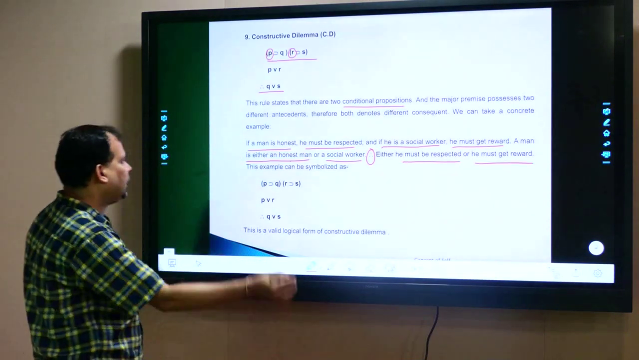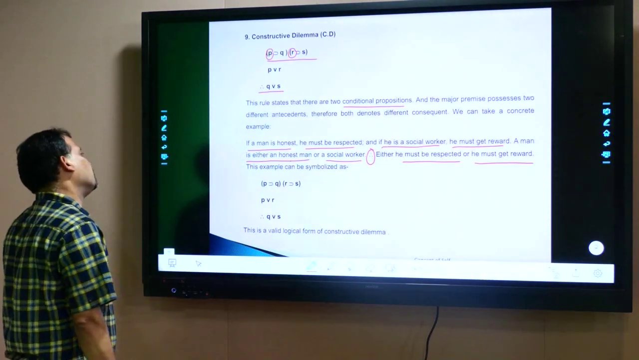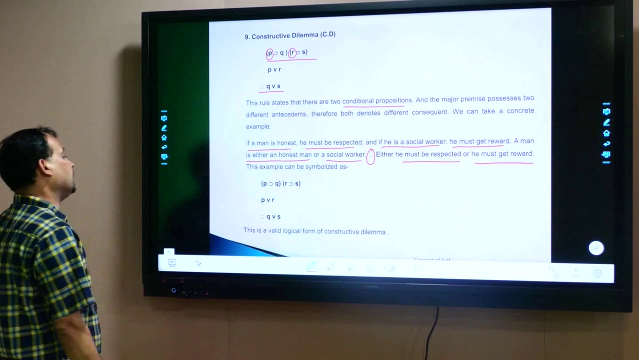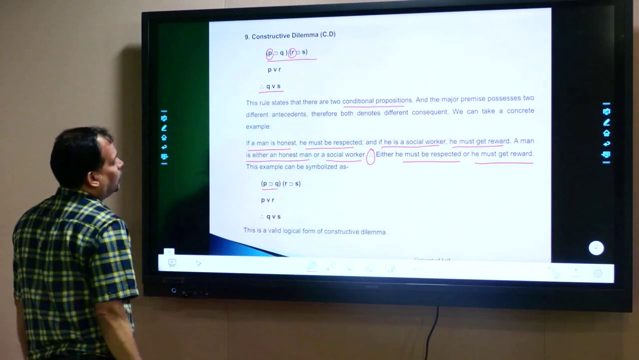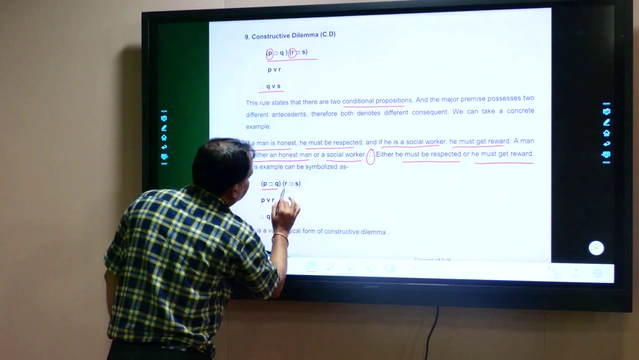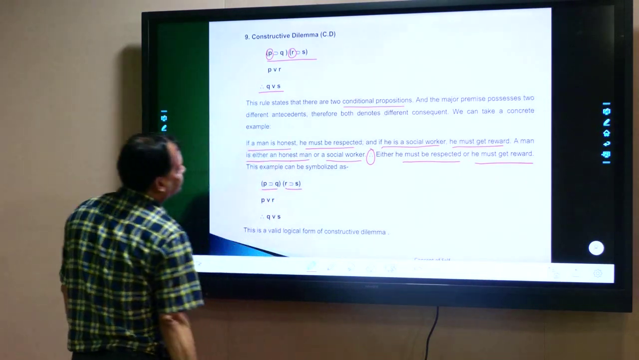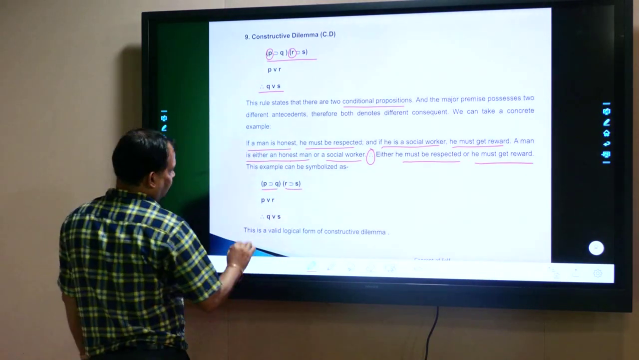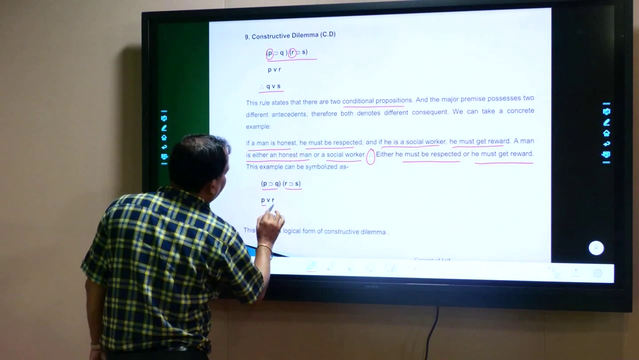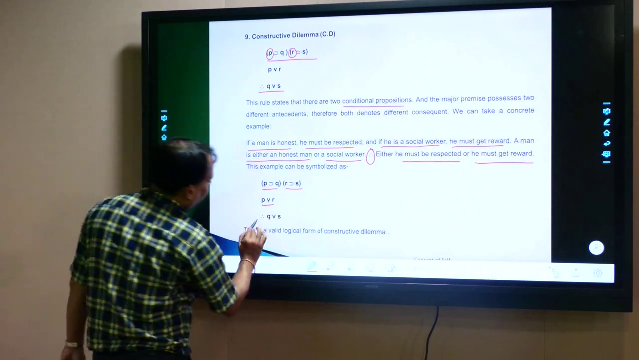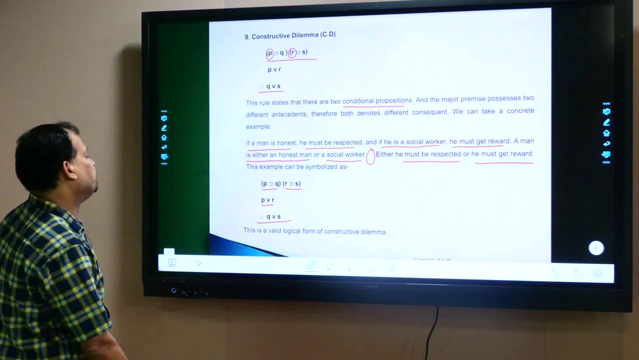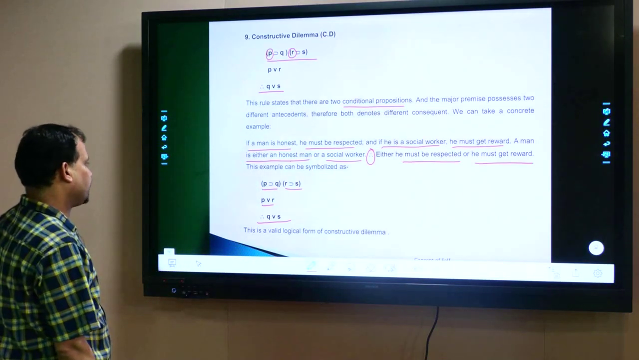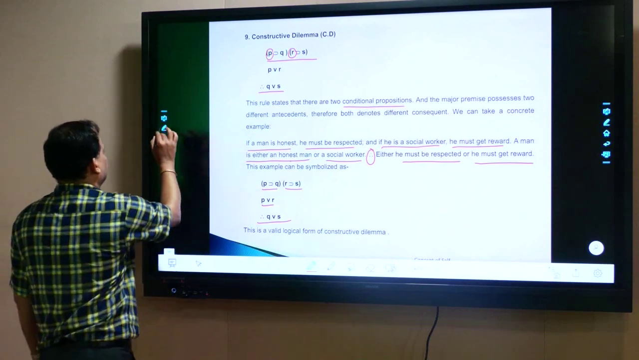So how can we symbolize this concrete example, dear learners? You see, P implies Q dot R implies S, and P ∨ R, therefore Q ∨ S. So this is a valid form of constructive dilemma, dear learners.